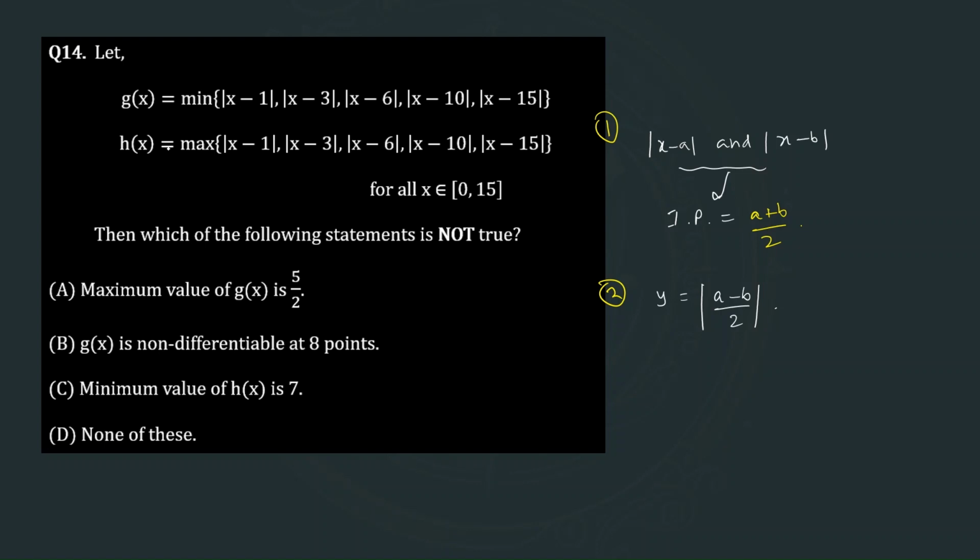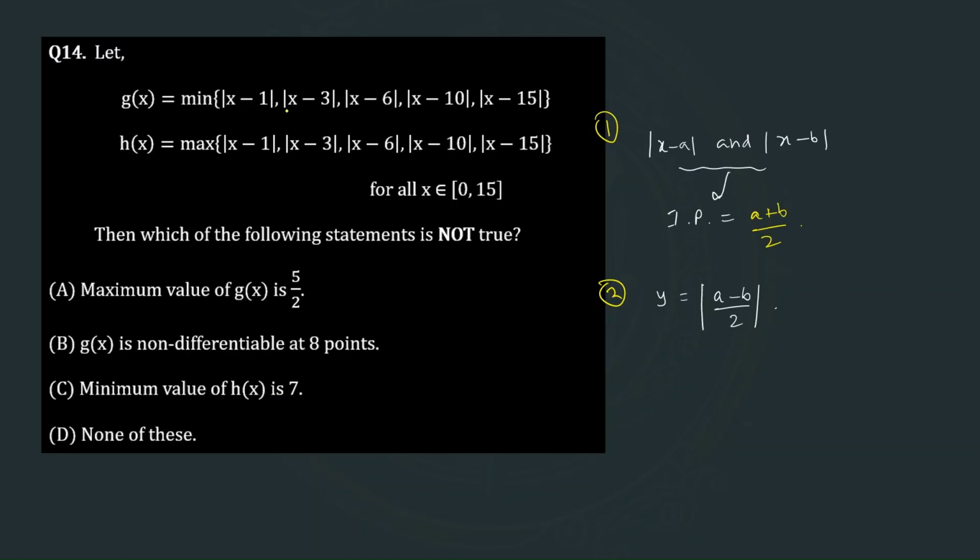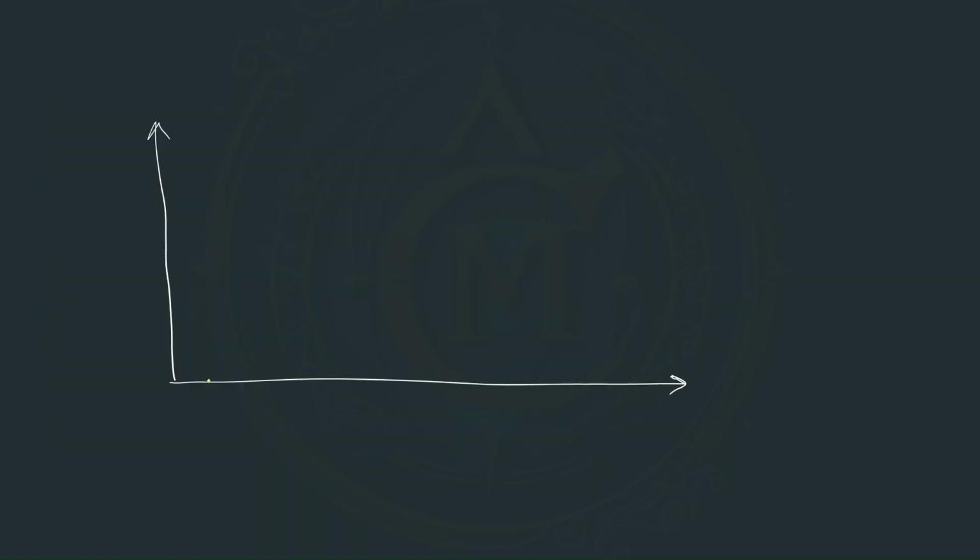So let us try to plot the graphs of these two functions. So here is our coordinate axis. Now this is the point 1, this is 3, this is 6, this is 10 and this is 15. So 1, 3, 6, 10, 15. So graph of modulus functions will look like this. And the domain belongs to closed 0 to 15, so we have to draw these parts only. So the graphs will look like this.